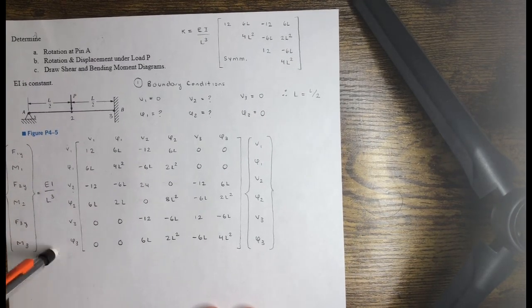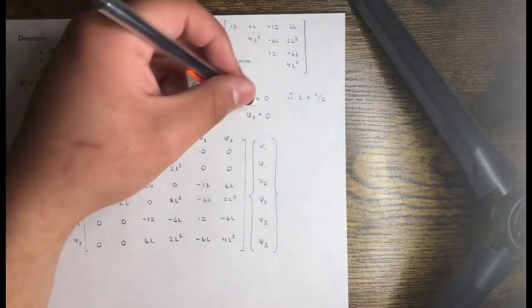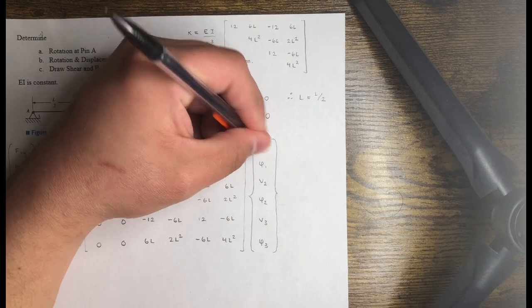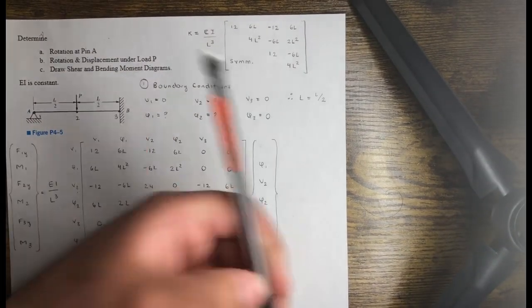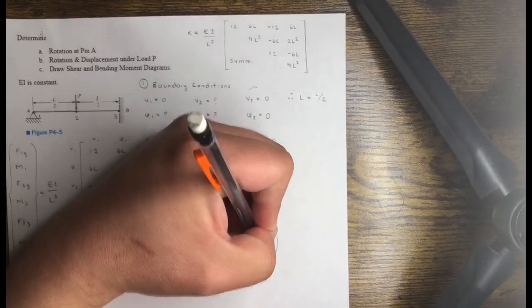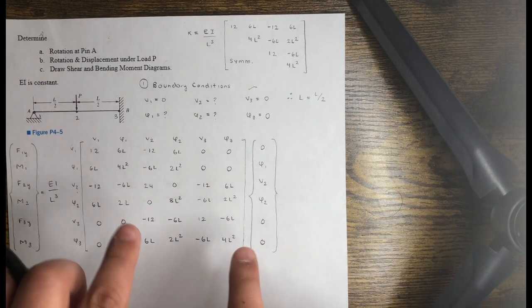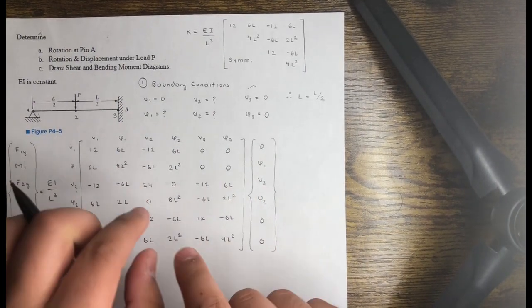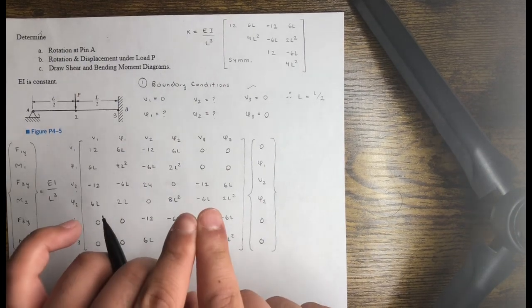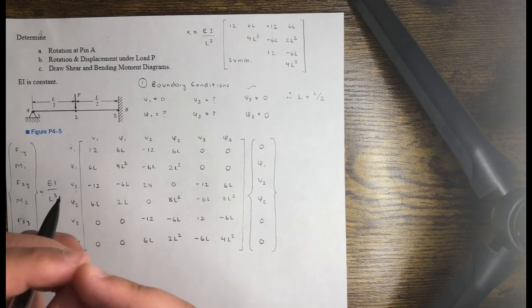What's next? Let's apply the boundary conditions to the global equation. So we have V1 equal to 0, V3, and Phi3. And we apply them here, nothing crazy, just like we've always been doing. 0, 0, 0. And like I said in other videos, I'll say it again: when you know your boundary conditions, you don't know your forces or moments, and where you know your forces, you don't know your boundary conditions. That's a cool trick to know.